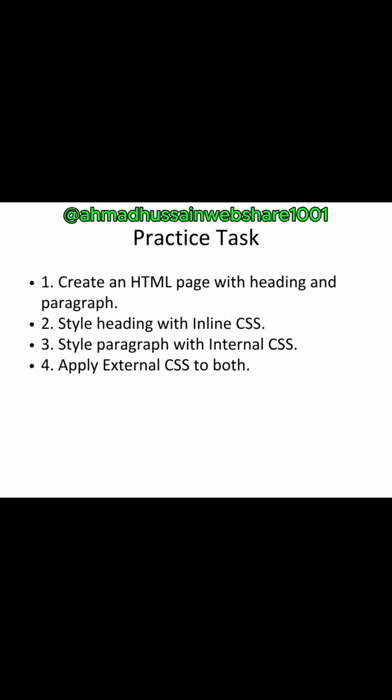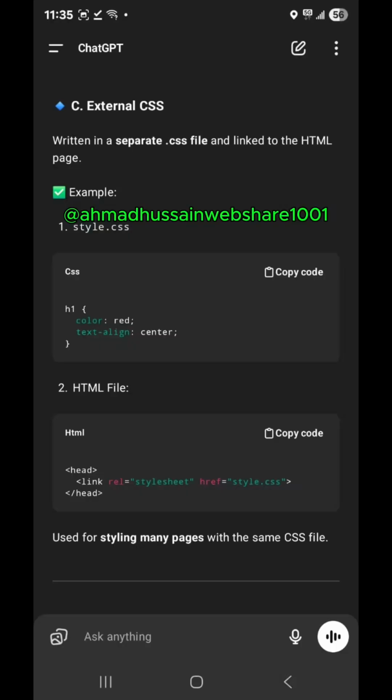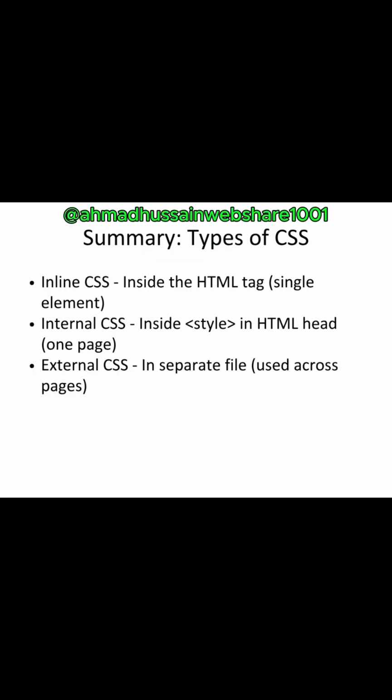So today's summary of our topic is types of CSS. Inline CSS is used inside the HTML tag, and that CSS designs only one element of the web page. Second is the internal CSS, used inside the style tag of HTML inside the head tag, and designs the whole page. And third is the external CSS, used in a separate file and called in our web page using the link tag, and that CSS is going to design multiple pages.